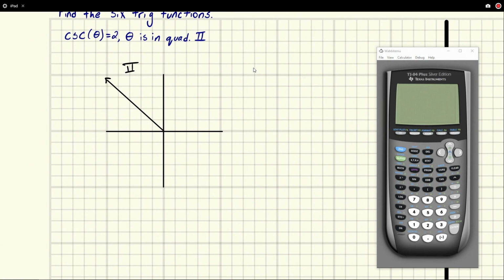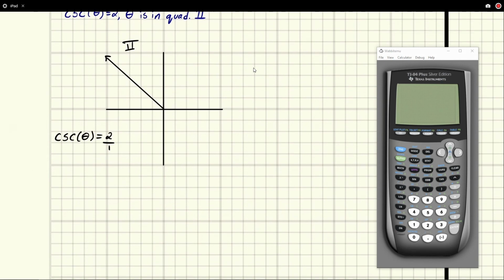Now, I want to remind you that we could write a 1 under that 2, and it would still be the same thing. So we could have cosecant theta is equal to 2 over 1, right? So it's the same thing as equal to 2, because 2 over 1 is 2. So now remember that cosecant is the reciprocal of sine. So sine is y over r. So cosecant is r over y. And what does that tell us? Well, that tells us that this 2 is r and this 1 is y.